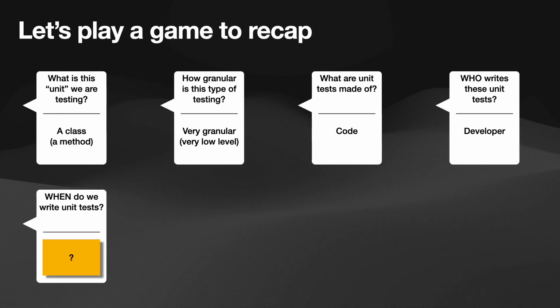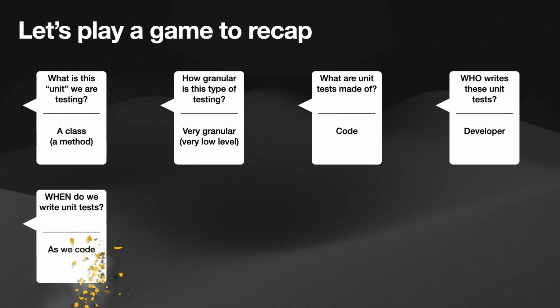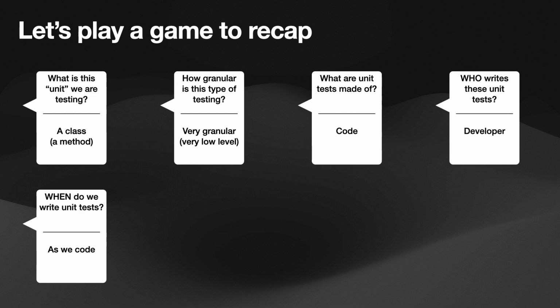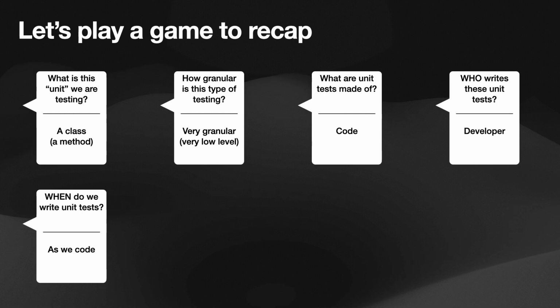When do we write unit tests? A developer writes unit tests as they code. A developer iteratively writes a unit test to define the intended application behavior, and then writes the production code to meet that definition, and repeats this over and over again.